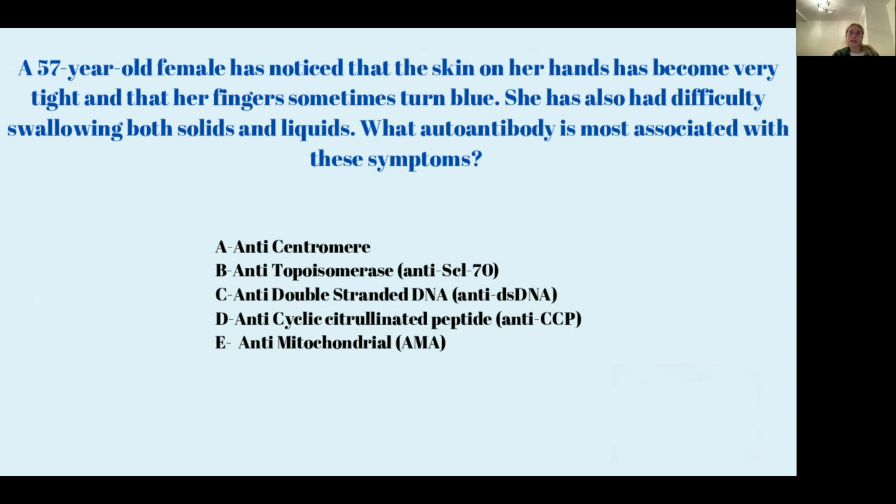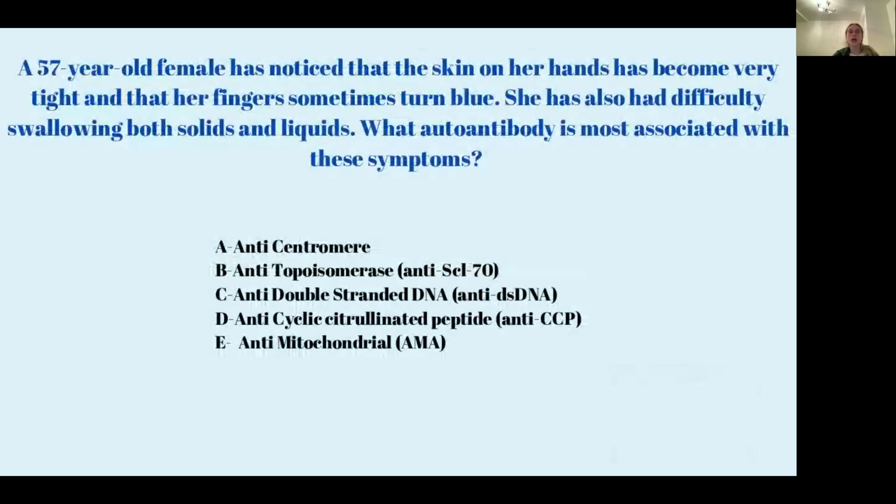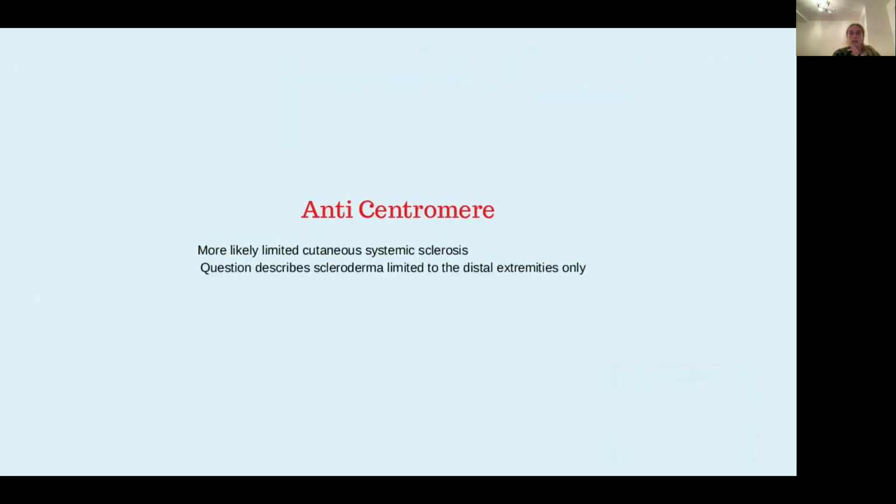So it's most likely going to be A. Yeah, you're correct. So A, anti-centromere. So if you look and break down the question, we can see that they're trying to get that she has sclerodactyly because the skin on her hands has become very tight and her fingers sometimes turn blue. So fingers turning blue makes you think Raynaud's. She's got sclerodactyly. She's having problems swallowing, so she's got esophageal dysmotility. So those would be leading us towards limited cutaneous. And the antibody associated with that is anti-centromere. So yeah, really good.